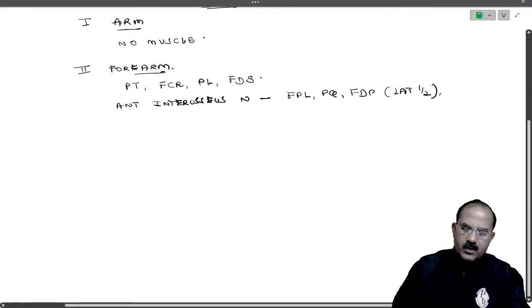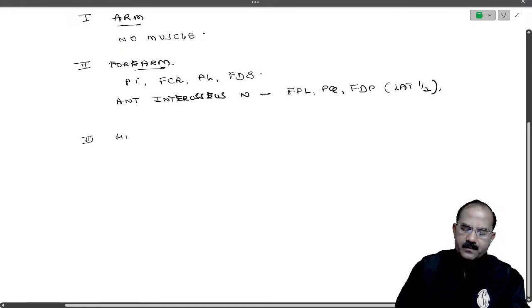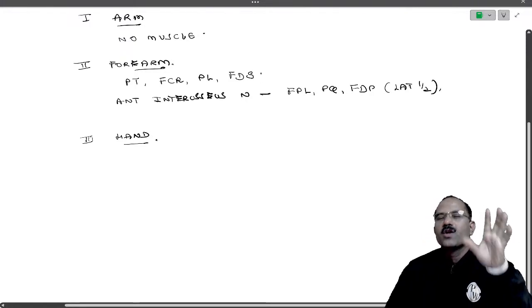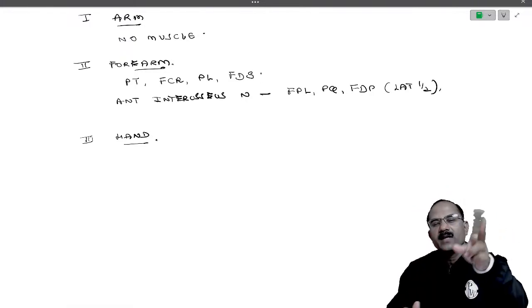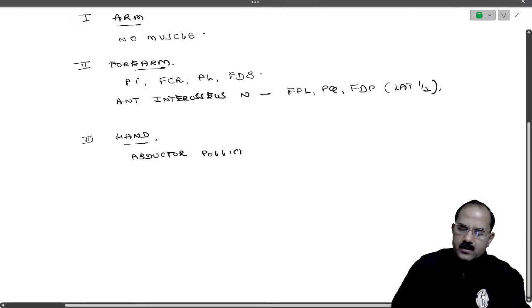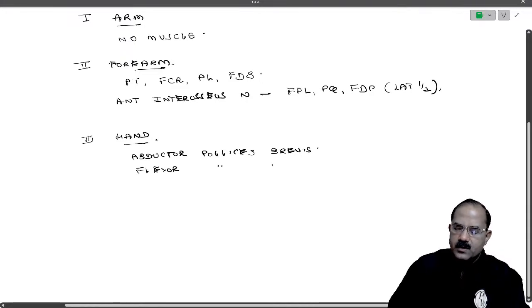Okay. Now coming to the hand. In the hand, what does the median nerve supply? The median nerve supplies how many muscles in the hand? Five muscles. उसमें there are three muscles of thenar eminence and two lumbricals. Three muscles of thenar eminence. Who's that? Chalo, I'll write this down for you. Abductor pollicis brevis, flexor pollicis brevis का superficial head, and the third one is opponens pollicis.